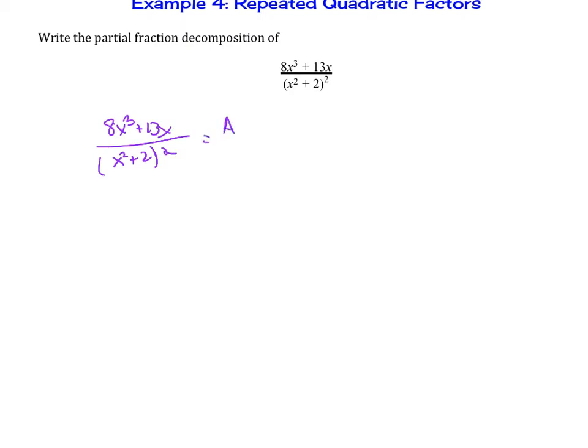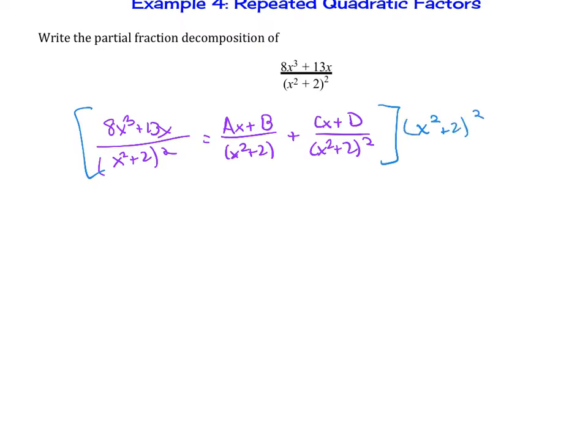So we have to write a linear numerator, ax plus b, over x squared plus 2, plus cx plus d over (x squared plus 2) squared. So one for every single power. Now we solve it like we did before. So multiply by the LCD. And so the basic equation is 8x cubed plus 13x equals (ax plus b) times (x squared plus 2) plus cx plus d.